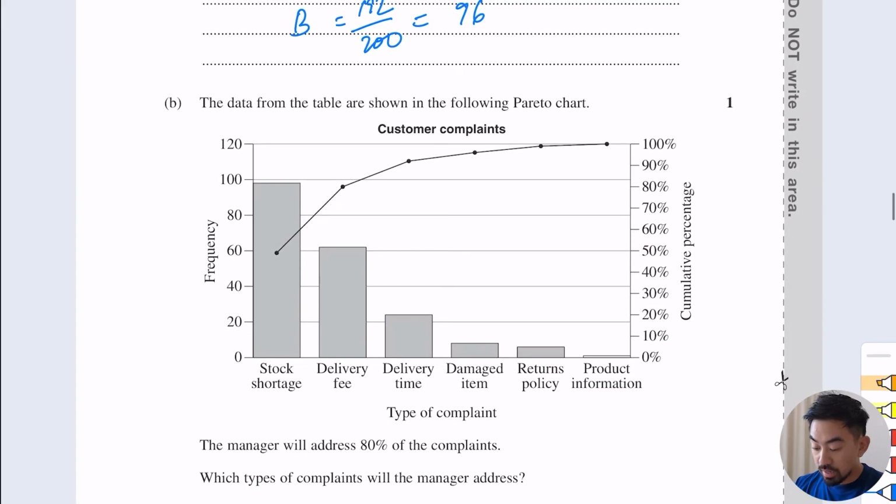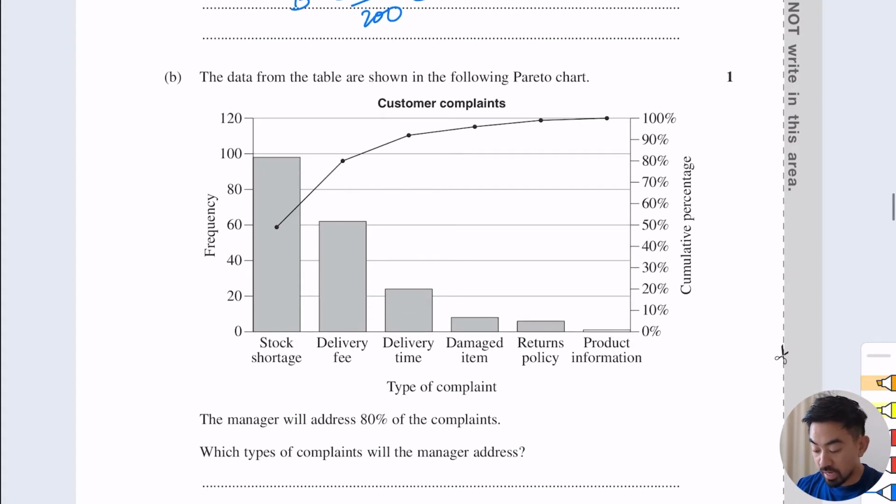The data from the table is shown on a Pareto chart. So they've basically just graphed all that data into one of these Pareto charts. The manager will address 80% of the complaints. Which types of complaints will the manager address? Okay, well, these columns refer to the frequency, and this line graph is just adding these columns cumulatively till we get to 100%, and they refer to the right hand side.